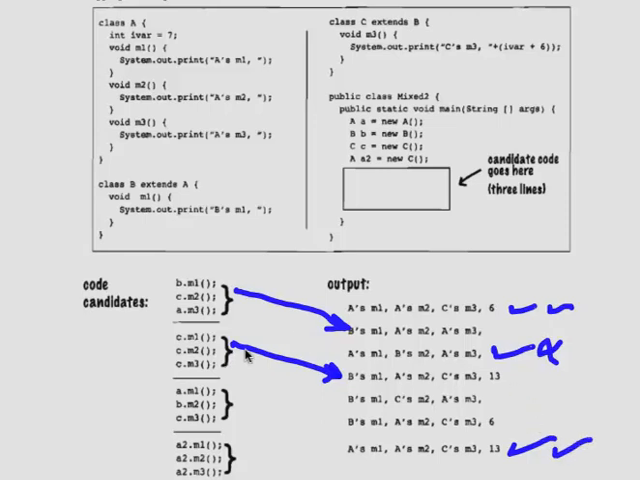Third one says CM3. CM3, here it is. System out print, CM, and IVAR plus IVAR, 7 plus 6 is 13. So this becomes, of course, 13. This is wrong, and this is correct. And therefore, this is linked to this one, last one.